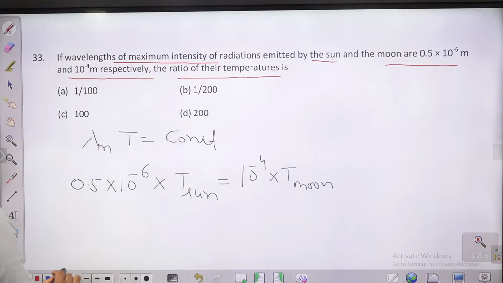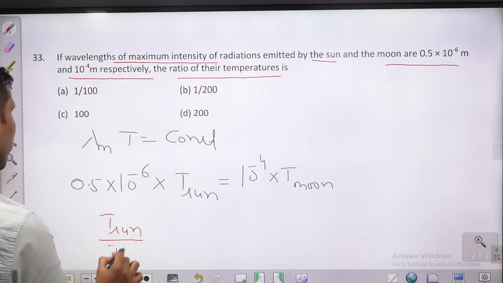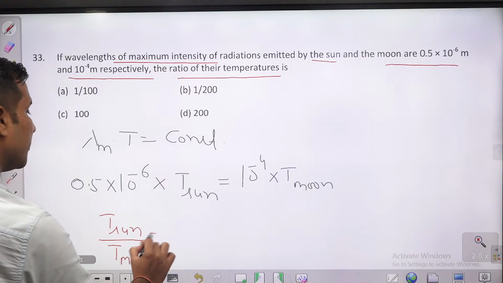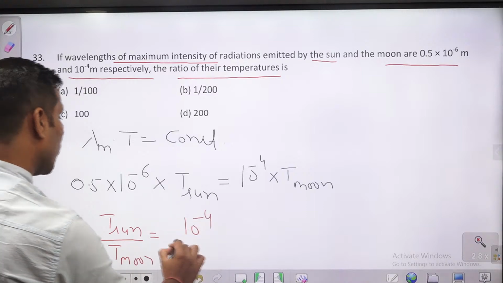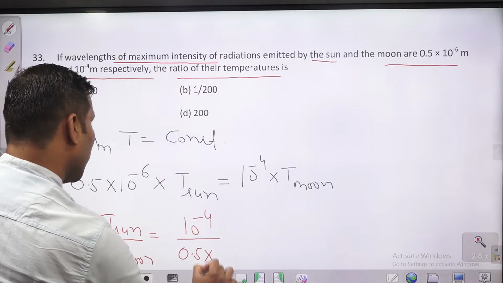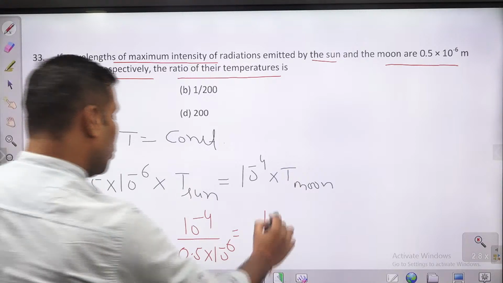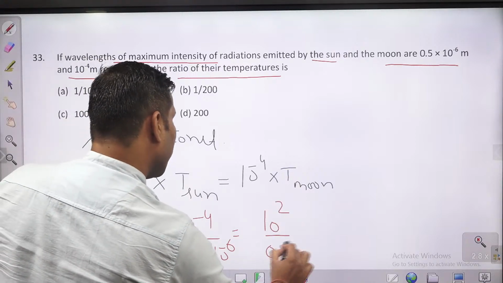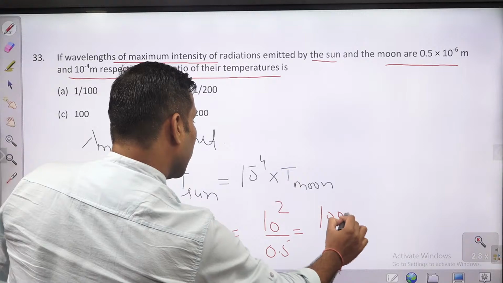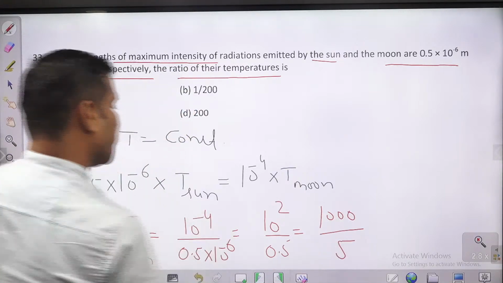Solving this, what is it asking me? The ratio of their temperature means the temperature of the sun to the temperature of the moon. It will be what, guys? It will be 10 to the power minus 4 divided by 0.5 into 10 to the power minus 6. Solving this, you will have 10 to the power 2 divided by 0.5, so it will be 100, 1000 divided by 5.